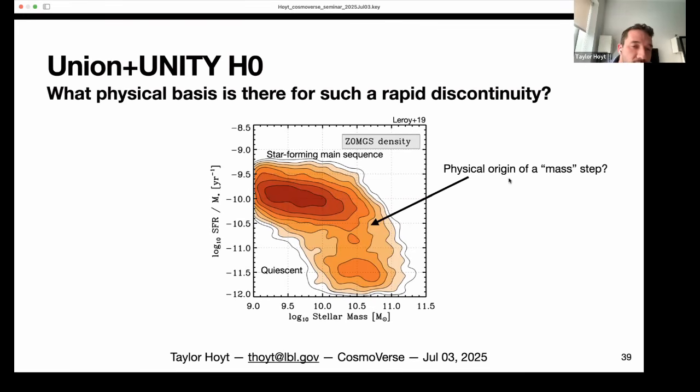Well, if we look here, this is a plot of the star formation rate per stellar mass for galaxies on the y-axis versus the total stellar mass on the x-axis. What you see are the two main populations of galaxies in the universe. On the top, you have what's called the star-forming main sequence, and on the bottom, you have quiescent galaxies. And this phase transition between the two is extremely rapid, just like we see in the stellar mass.